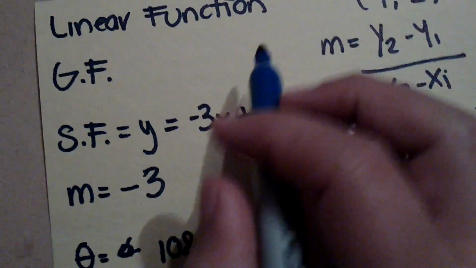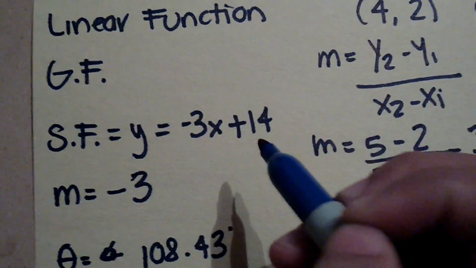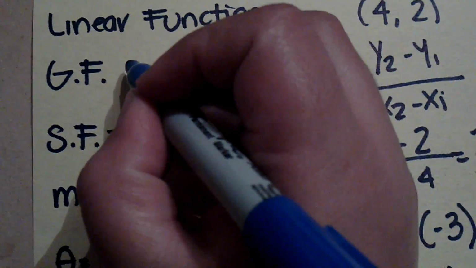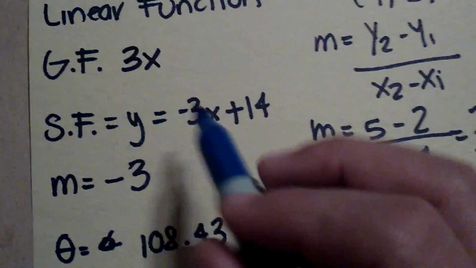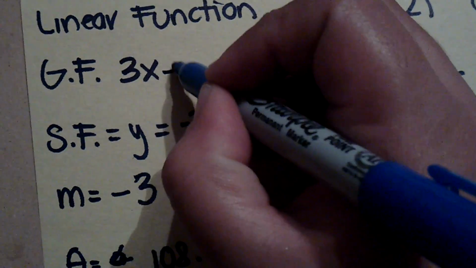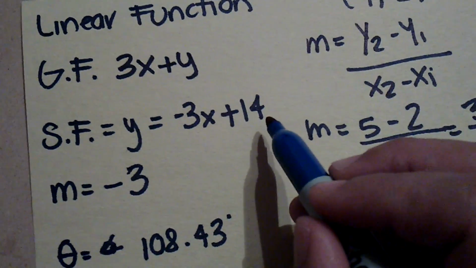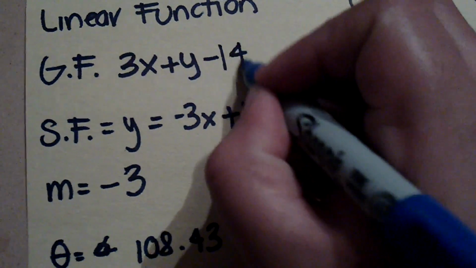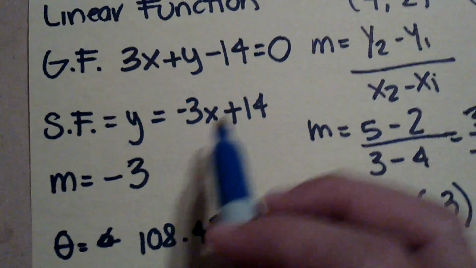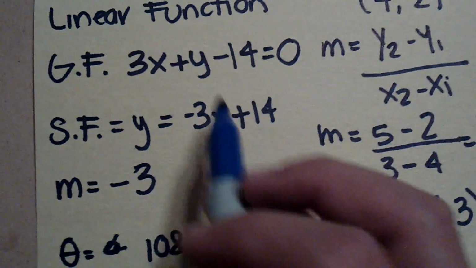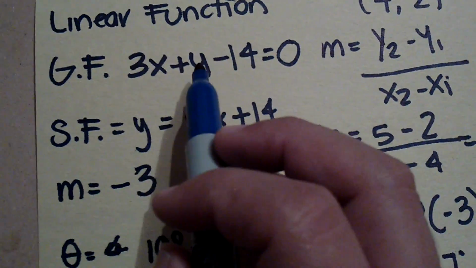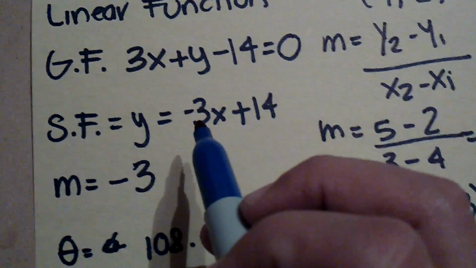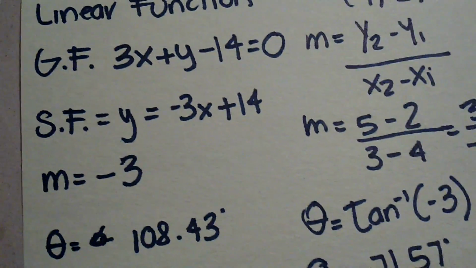And with this one, I also can write the general form. Minus 3x to the other side, in order to change it to positive, is going to be 3x. I will keep the y there, plus y. And the positive 14 will pass as negative, minus 14, equals 0. The minus 3x, again, I pass it as positive, I keep the y positive, and the positive 14, I change it to minus 14 in order to find the 0.